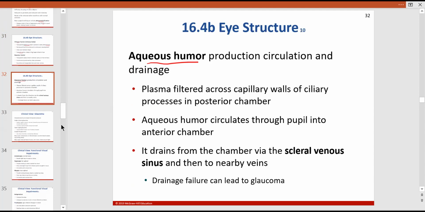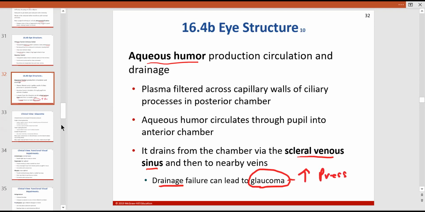And the scleral venous sinuses are important because they drain the fluid. We need to drain that fluid. It can't build up in those chambers. So if you have too much aqueous fluid building up in the anterior chamber or posterior chamber, you're going to get what's called glaucoma, which is high pressure in the eye, which really could affect the retina's position and cause blindness. So glaucoma is increased pressure in the eye.